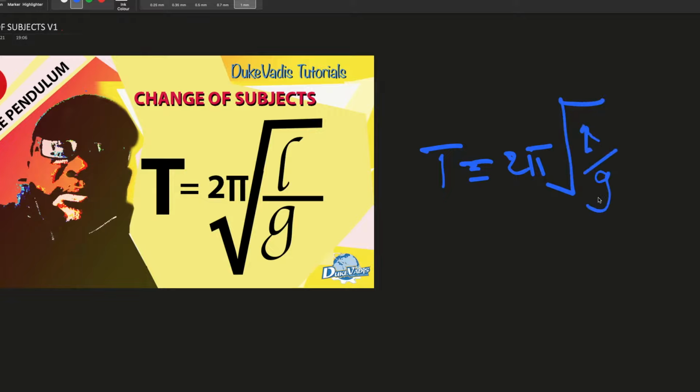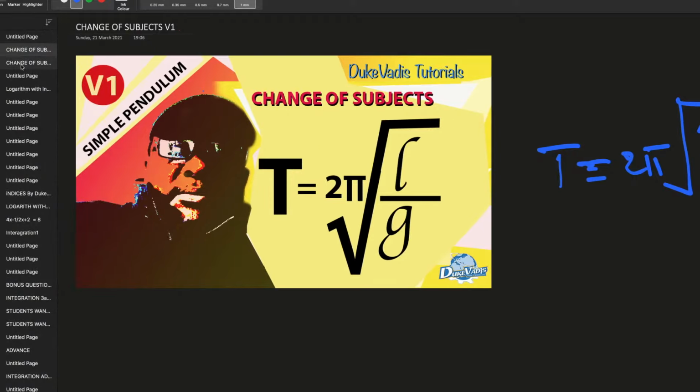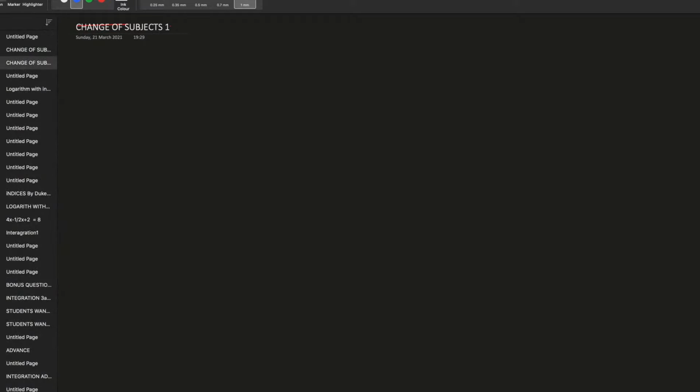Okay, so this is what we're supposed to work out, but we gotta take it step by step. We're gonna break it down in such a way that people have to understand it, because you see we have the T, which equals 2 pi square root of L over G. So without wasting time, let's go and break it down and see the best way to go about it.